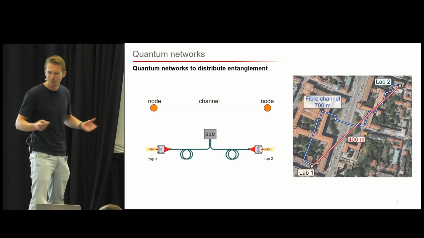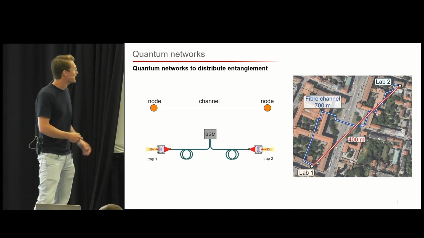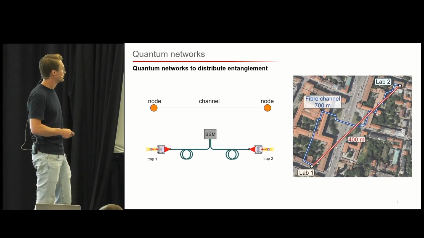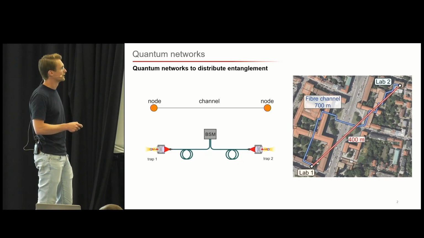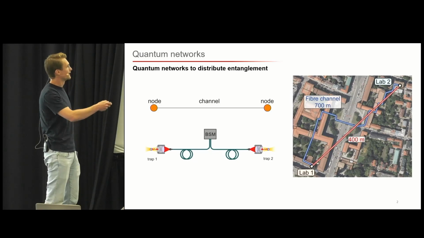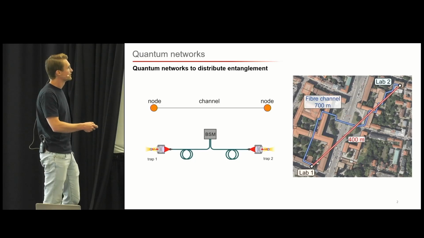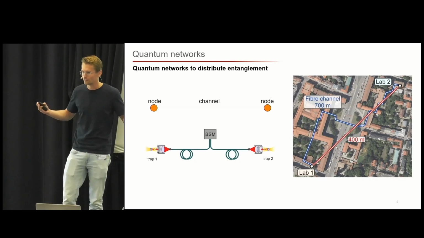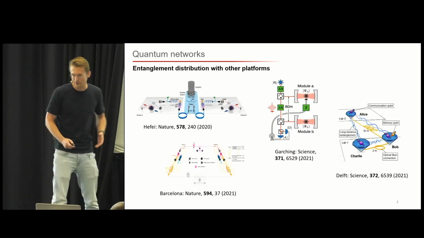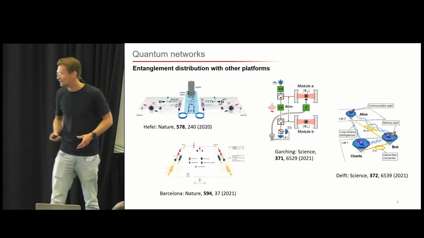So this is a top view of our experiment. Here you see the LMU campus in Munich, with the locations of our two labs. We have one lab at the Schellingstrasse, and the other lab, where Trap 2 is located, is at the Schackstrasse, roughly 400 meters away. The two labs are connected via a 700-meter fiber channel, which we can use to exchange the photons between the two labs.